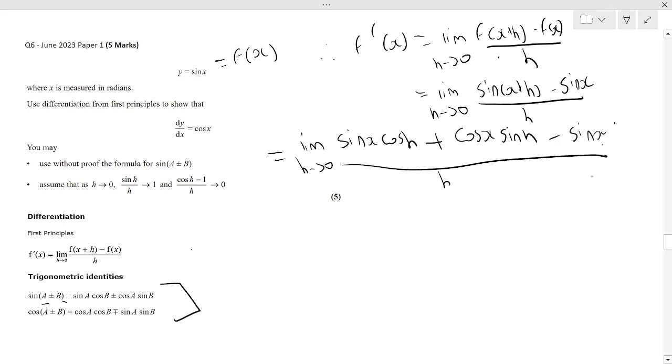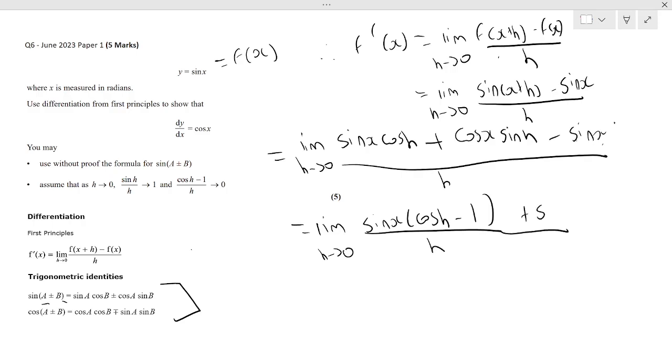Okay, so what do I do then? Because I can't really just cancel stuff out immediately, so I'm going to have to do something. You're going to notice I can factorize. I noticed I have two sine x's. So that's sine x, and that'd be cos h, and then a minus sine x would be minus 1, over h. Plus sine h cos x. I can't do anything with that, right? But that's the best I can do to factorize it.